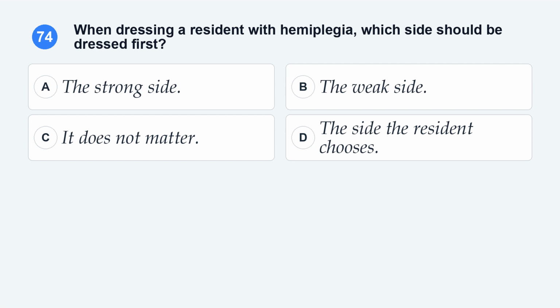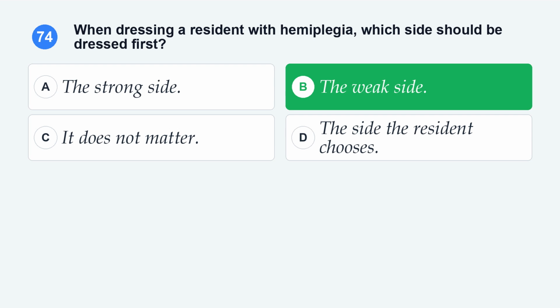Question 74. When dressing a resident with hemiplegia, which side should be dressed first? Option A. The strong side. Option B. The weak side. Option C. It does not matter. Option D. The side the resident chooses.